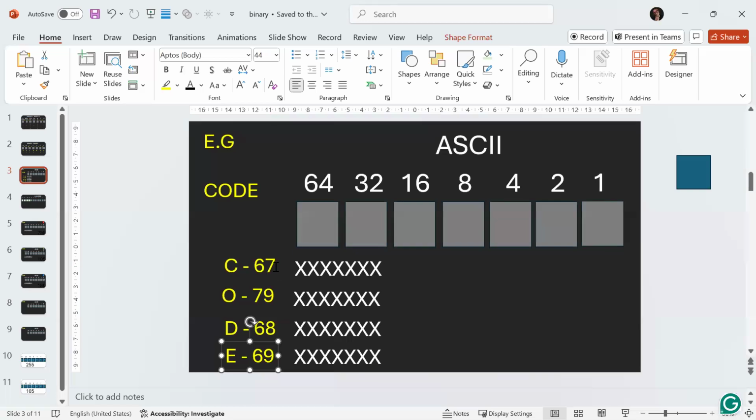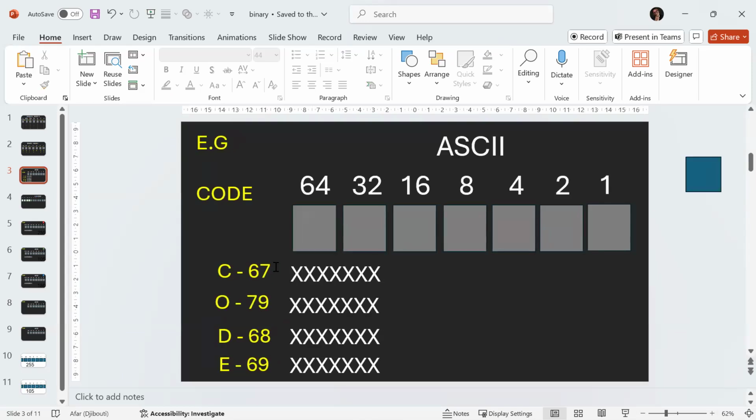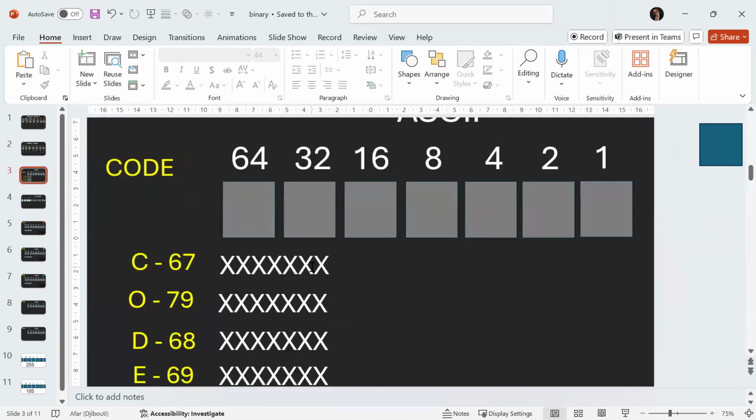So first of all, the first one is what? 67. Let me zoom in a bit. Okay, so let's work with this. Now, remember what we said. Of course, you have seen the 1, 2, 4, 8, 16, 32, because of binary. I've explained it very well, so there should be no confusion there. So we are moving forward.